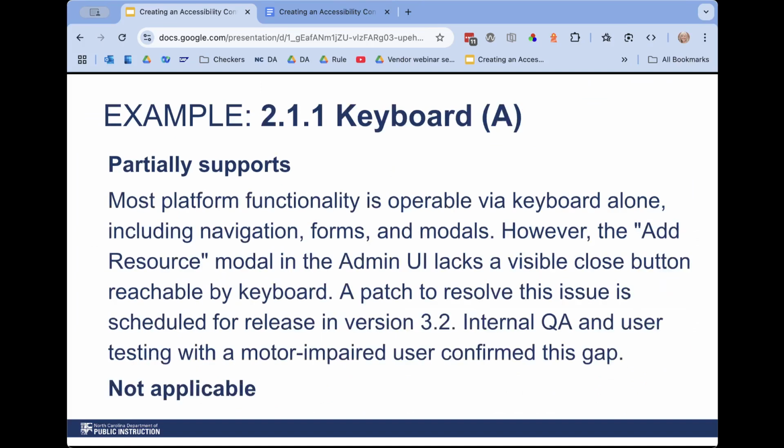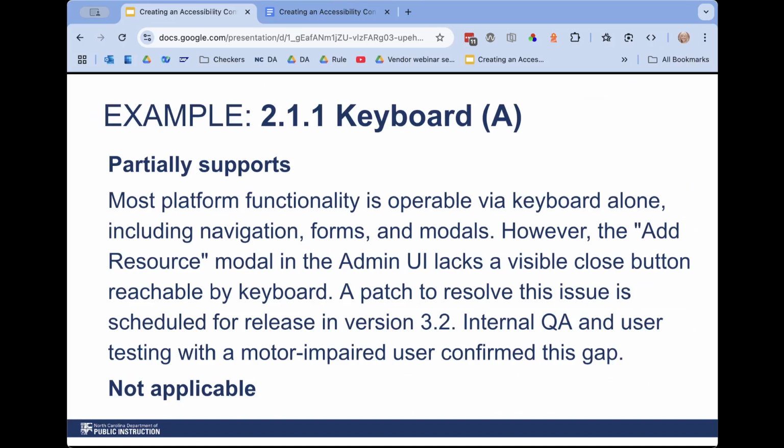Another example here, this is explaining how you are meeting 2.1.1, which is around keyboard navigation accessibility. And in here, again, it's partially supported, and I have detail about what is not supported at this time, and how that's going to be included in a future patch to resolve the issue. And in this example, we're even getting information about how user testing was used. You may decide that you're not going to include that within the VPAT tables, but instead maybe you're going to have a narrative that says this is our process for testing, and that includes this feedback loop with users with disabilities.